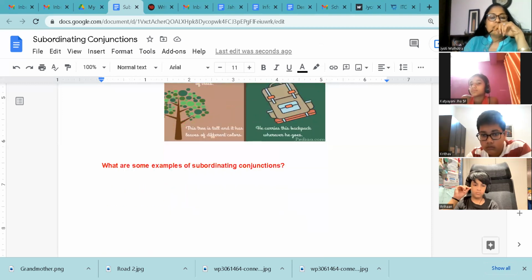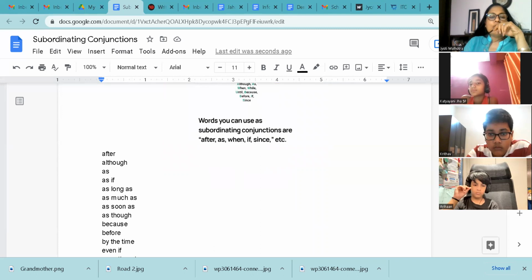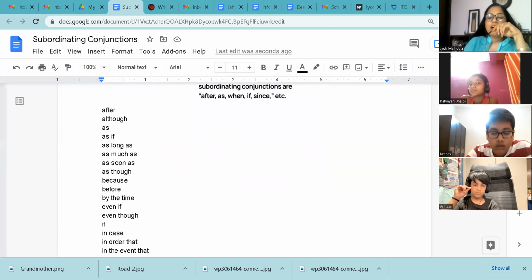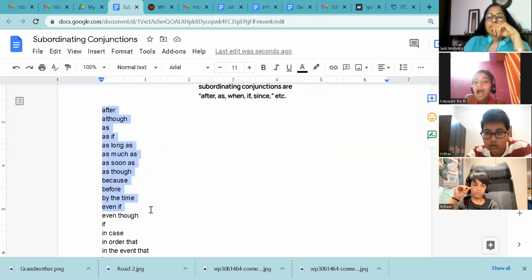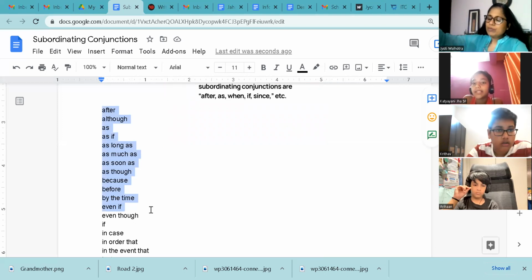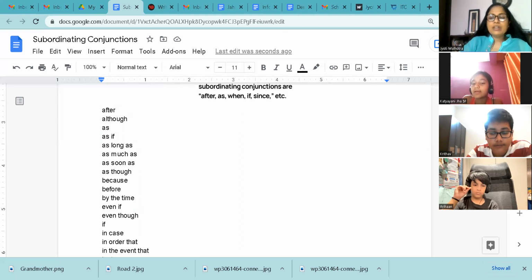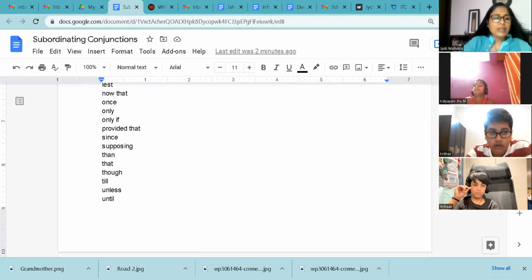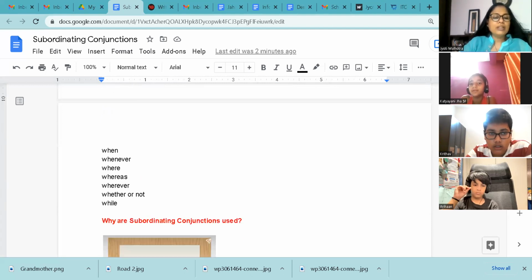All right. Let's look at some examples of subordinating conjunctions. These are the conjunctions. Katyayani, read some. After, although, as if, as long as, as much as, as soon as, as though, because, before, by the time, even if, even though, if, in case, in order that, in the event. So these are some of the words and phrases that are used as subordinating conjunctions. There are a lot more, children. See how many there are.